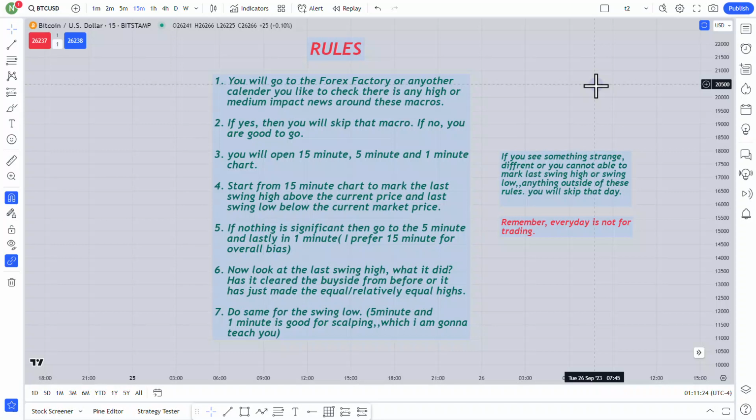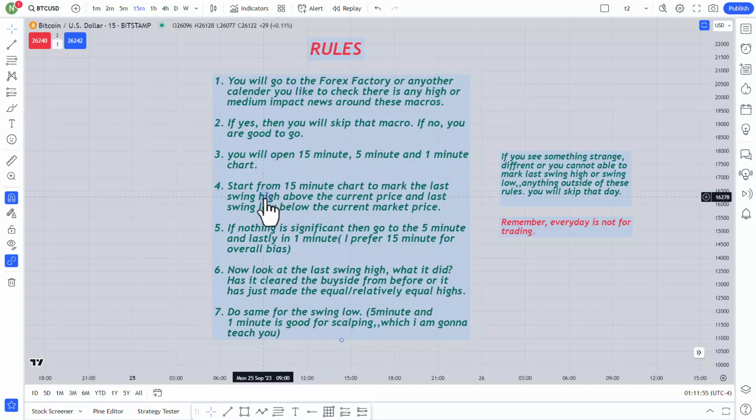You can say this is revising the rules, but I won't go over all of them. I'll just point out three things from here. First of all, I told you that you will go to Forex Factory or any other calendar you like to check whether there is any high or medium impact news around these macros. If you don't go over the calendar, you are already on a losing trend. So you have to check it.